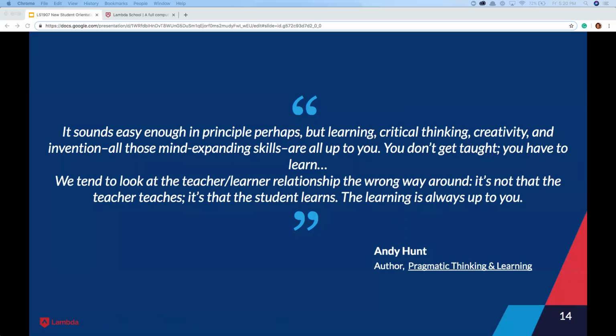This is a quote that I stole from my boss, Kevin Morrill. It says, it sounds easy enough in principle, perhaps, but learning, critical thinking, creativity, and invention, all those mind-expanding skills are all up to you. You don't get taught, you have to learn. We tend to look at the teacher-learner relationship the wrong way around. It's not the teacher that teaches, it's that the student learns. The learning is always up to you. That's from Pragmatic Thinking and Learning by Andy Hunt.